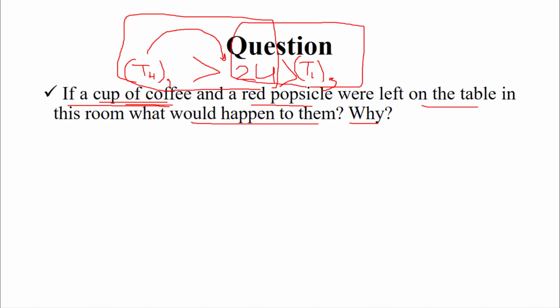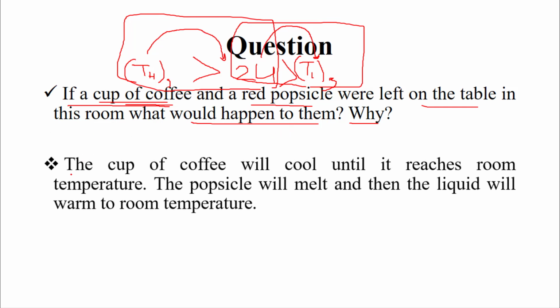The ice cream will cool down by gaining heat from the room until it melts, because it exists in a solid phase. It is ice, so it is in solid phase. So it will start to gain heat until it melts. Once it melts, the resulting liquid is cool. This liquid will again gain heat until it warms. Okay, so this is the answer. Why? Because there is a temperature difference.